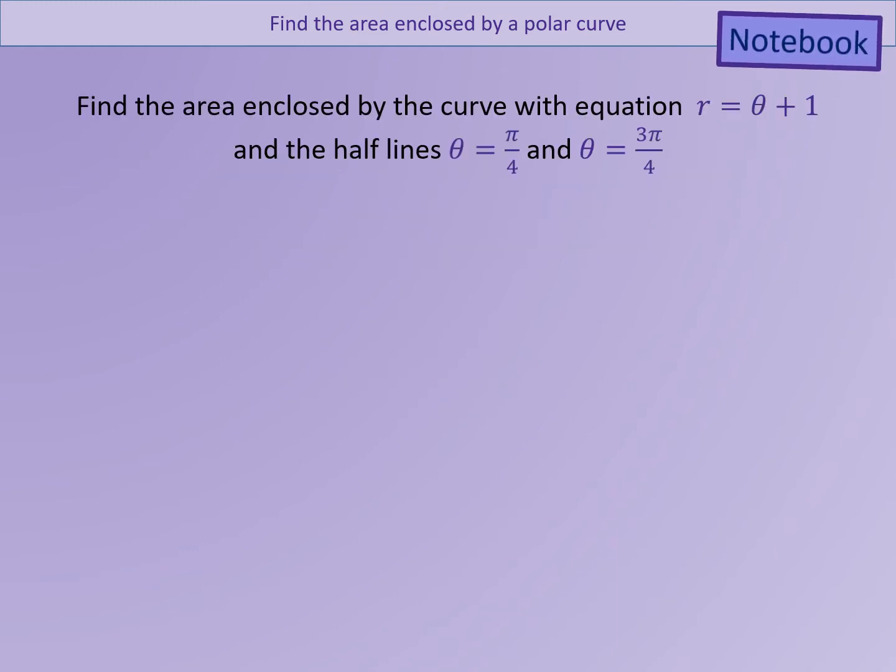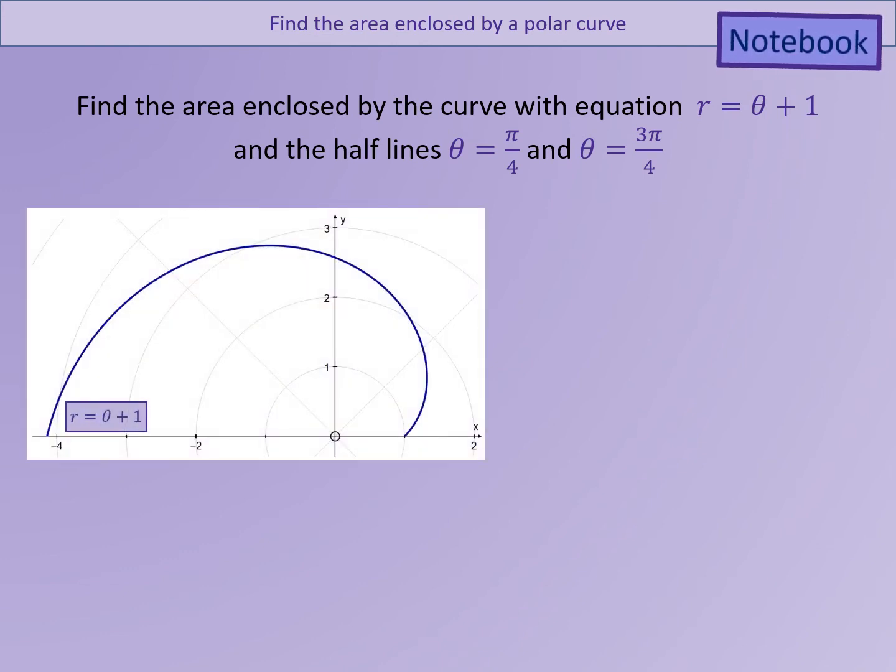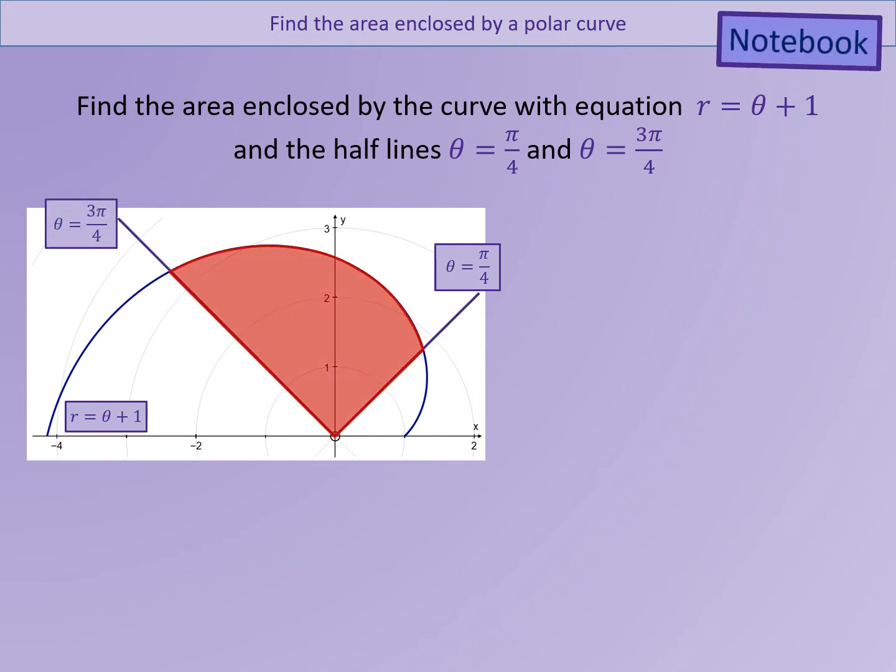Okay, so what I'd like to do is have a go at working out the exact area that I showed you a minute ago. So I've got r equals theta plus 1. I want to work out the area enclosed by that curve and the half lines theta equals pi over 4 and 3 pi over 4. So that's the graph I've got, and this was the area I was referring to. It goes between pi over 4, that's one of the half lines. There's the other half line, which is 3 pi over 4, and I'm looking for the area enclosed by those three curves. So that one, and that one would give me this area.